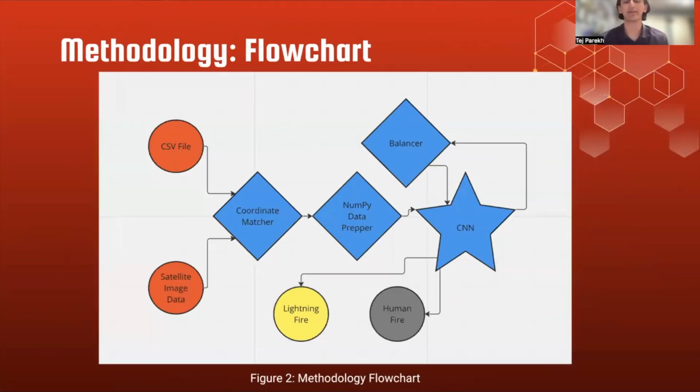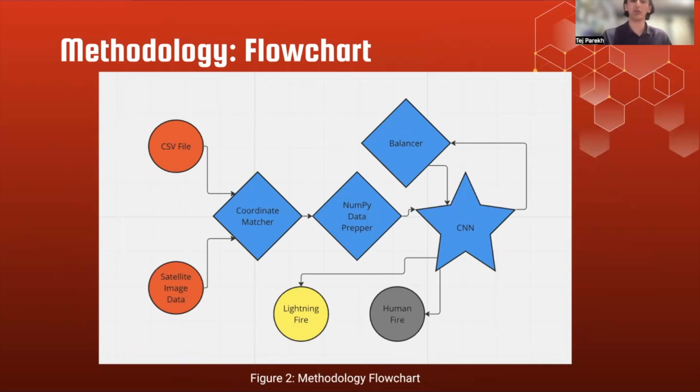So the best way for me to explain exactly what I did to you is by using a flowchart. I had data from two sources. First was from the CNFDB, which stands for the Canadian National Fire Database. This is a database that contains tons of information about wildfires that occurred in Canada. Stuff like when fires occurred, where they occurred, how much they burned, and most importantly for this project, what was the cause of the fire? What was the ignition of the fire?